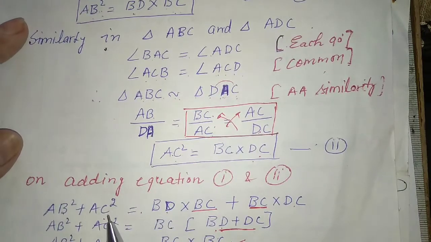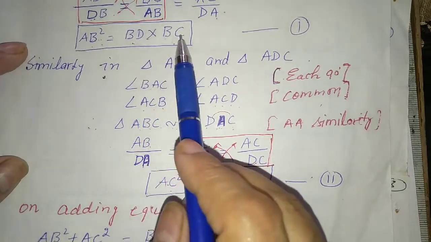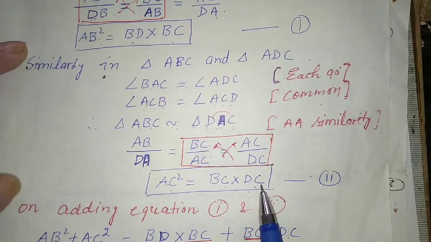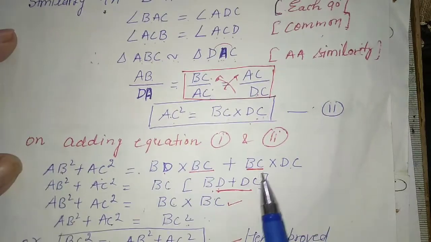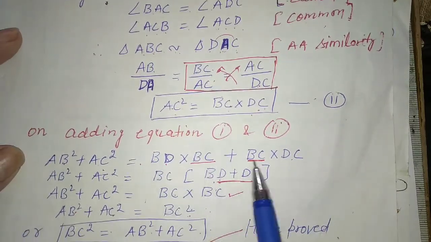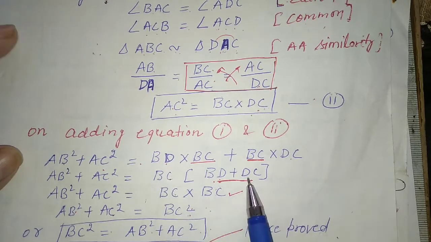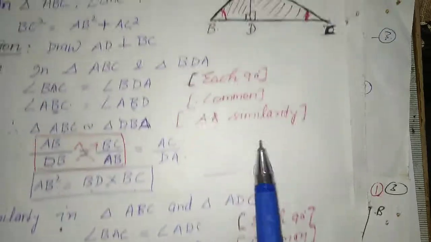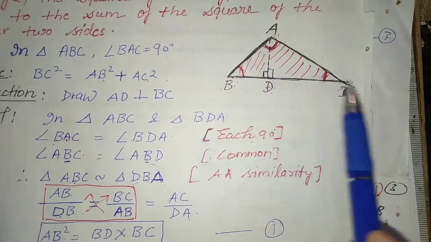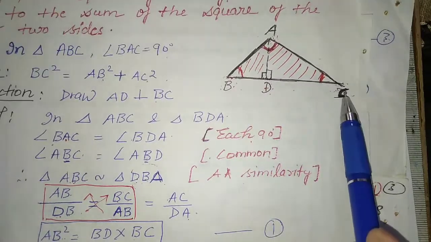This is the left side. And here is BD into BC and BC into DC. BD into BC, BC into DC. So here you can say that BC is common, so BD plus DC will remain inside. So here in the figure we can see BD plus DC is equal to the complete side BC.